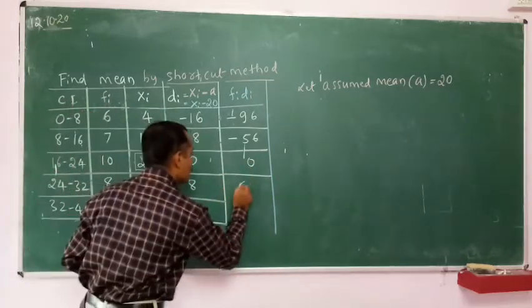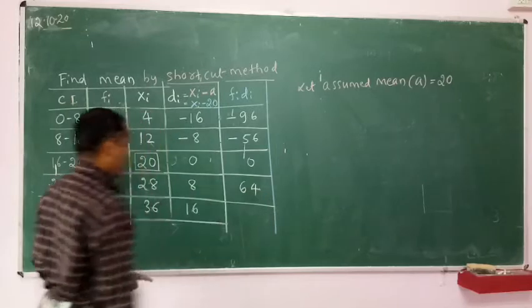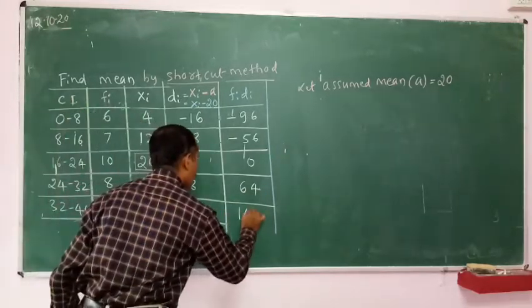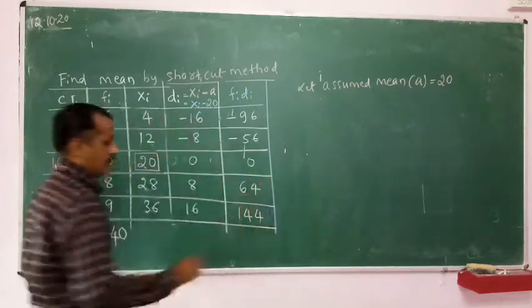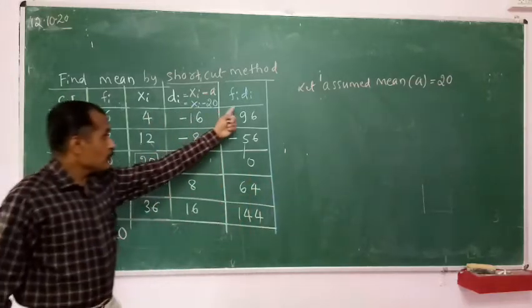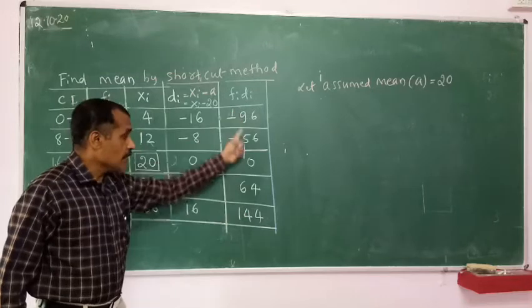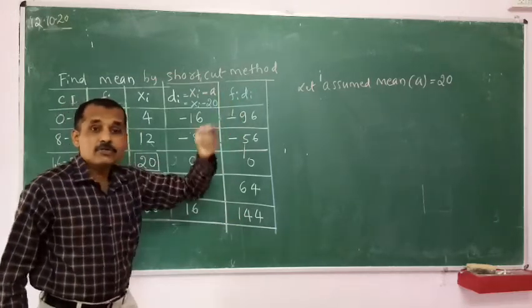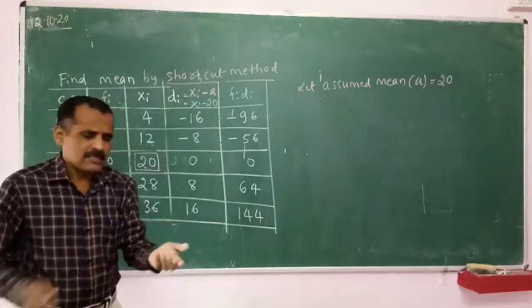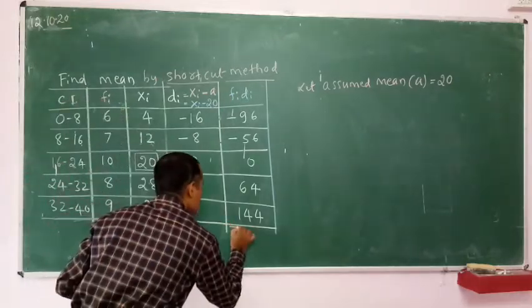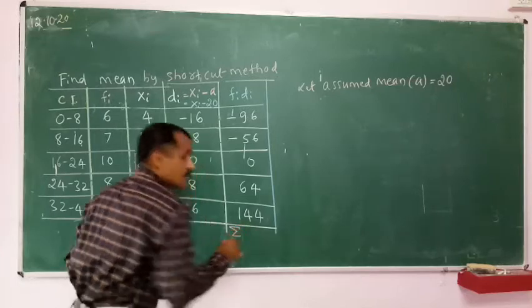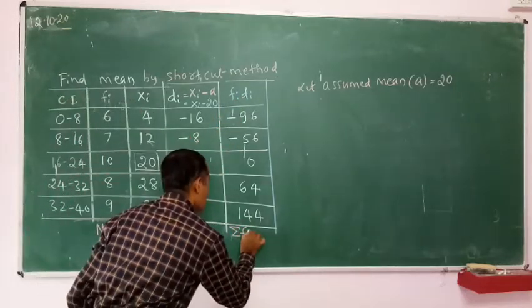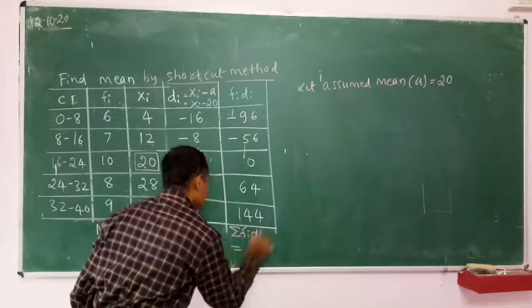8 8s are 64 plus 64. 9 16s are 144, positive. We have to add all these, that is Fi di has to be added. Add means summation. I can write here summation. Summation of what? Sum of Fi di is equals to.